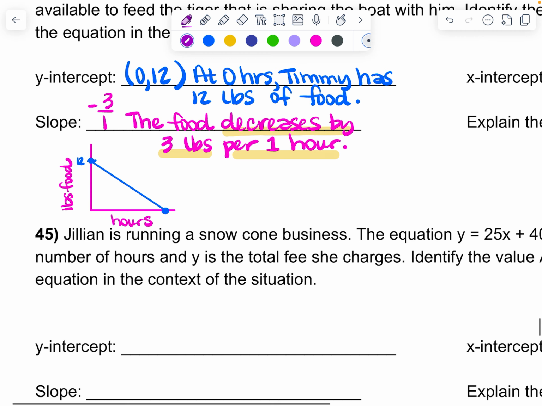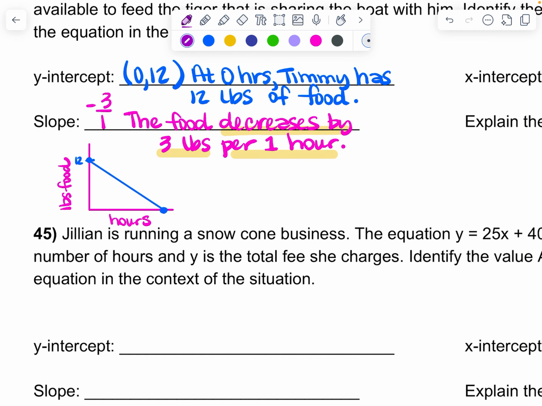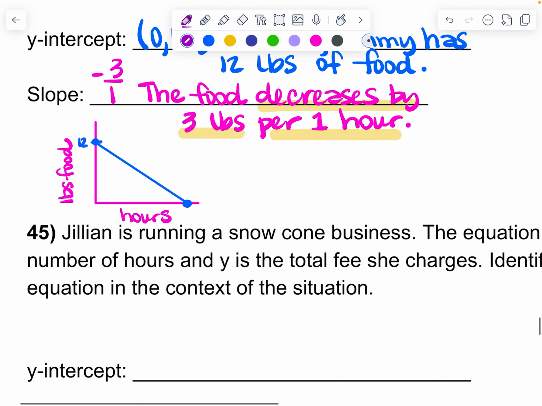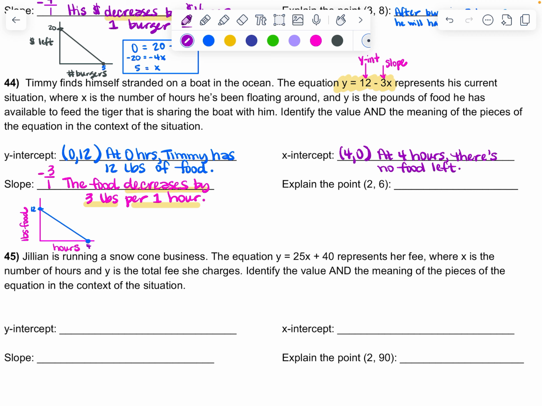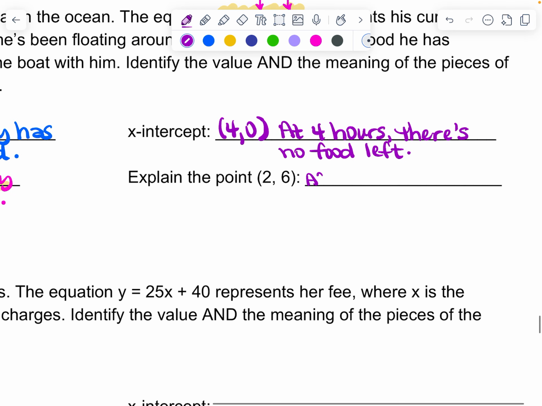All right, the x-intercept is when he's going to run out of food. Again, I think we can figure this out just with basic number sense. If he has 12 pounds of food and the tiger is eating 3 pounds an hour, well then after 4 hours, he's going to be out of food. And so that is our x-intercept, at (4, 0). So at 4 hours, there's no food left. Or you could say Timmy runs out of food after 4 hours. Again, as long as both the concepts are there, you're good.